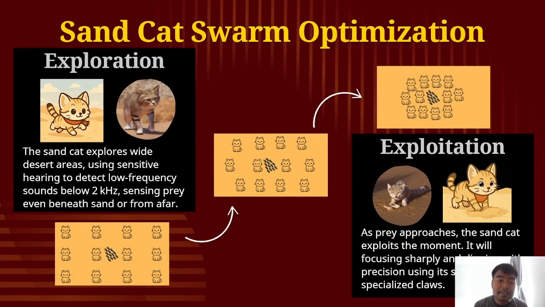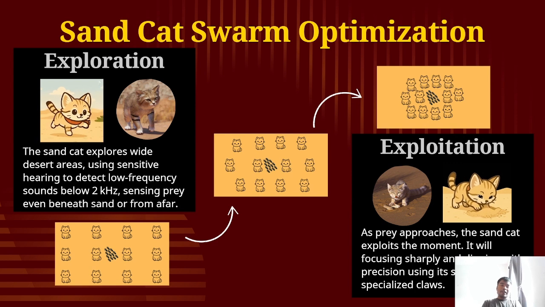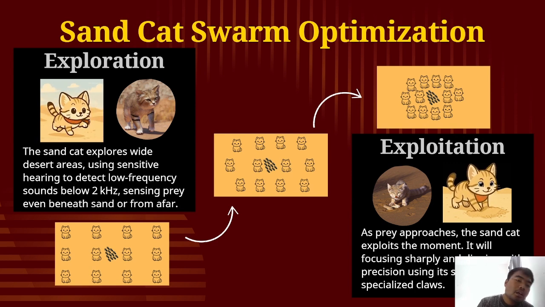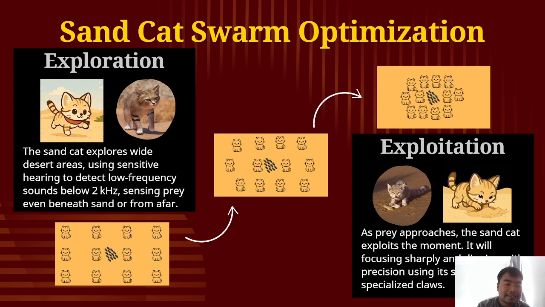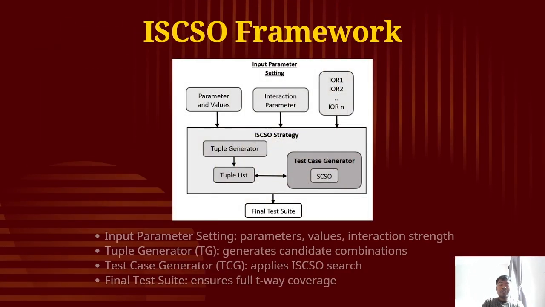For sand cat swarm optimization, we take the movement itself, which has two phases: exploration and exploitation. For exploration, the sand cat can explore wide desert areas using sensitive hearing to detect low frequency sounds below 2 kHz, sensing prey even from afar. For exploitation, the sand cat focuses sharply and digs toward the prey using its strong specialized skills. So with sand cat swarm optimization, we take the movement by itself from exploration and exploitation and put it inside T-way testing to get a better result.